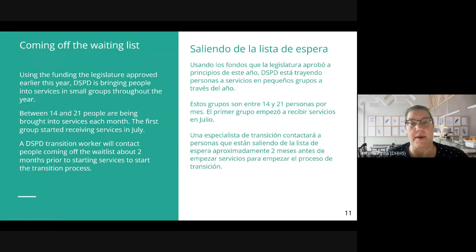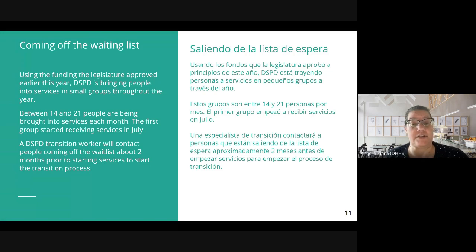DSPD will be bringing people into services throughout the year, not all at once. It'll be about 14 to 21 people who are coming into services each month. Funding will be reviewed throughout the year to make sure we stay within the amount the legislature gave us for waiting list funding. And the first group began receiving services in July of this year.